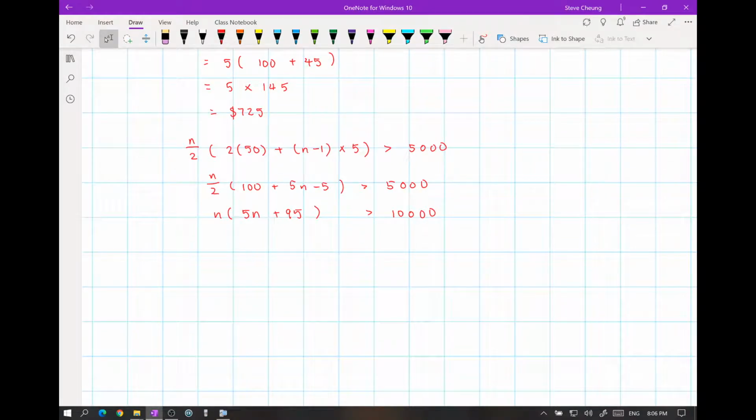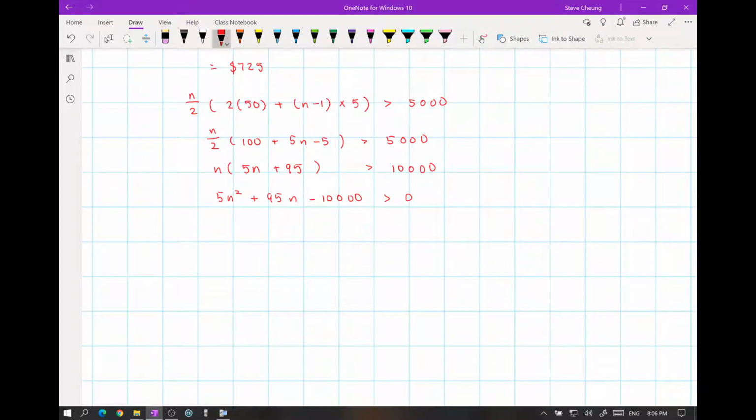And then let's expand this out. There's 5n squared plus 95n. And then I'm going to bring 10,000 back on the left-hand side, greater than 0. Now, we haven't done quadratic inequalities yet, but we will actually. So here, we can factor out a 5, and this will be n squared plus 19n minus 2,000. And I'm pretty sure this is not going to factor out nicely, so I'm just going to use the quadratic formula.